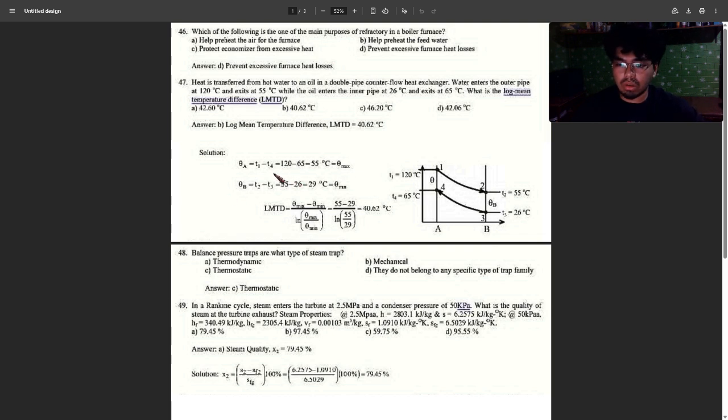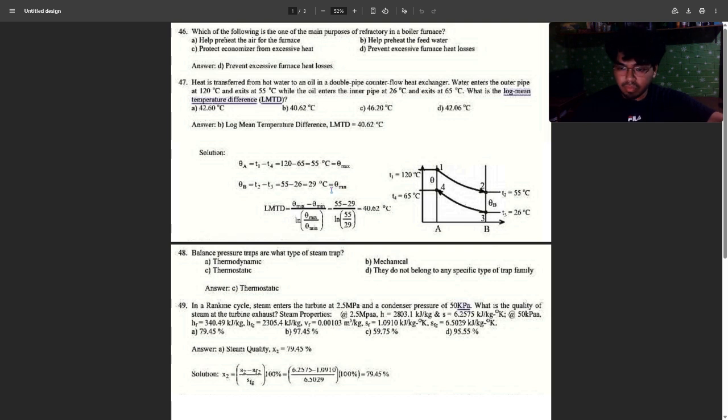So para makuha na nato ang maximum temperature, minus na nato ang T1 sa T4. So since ang T1 is 120 and T4 is 65, minus, ang equivalent niya is 55 degrees Celsius. That would be our maximum temperature. Next, i-solve na nato ang minimum temperature, which is i-subtract ang T2 sa T3, which is 55 minus 26. Ang equivalent na is 29 degrees Celsius.